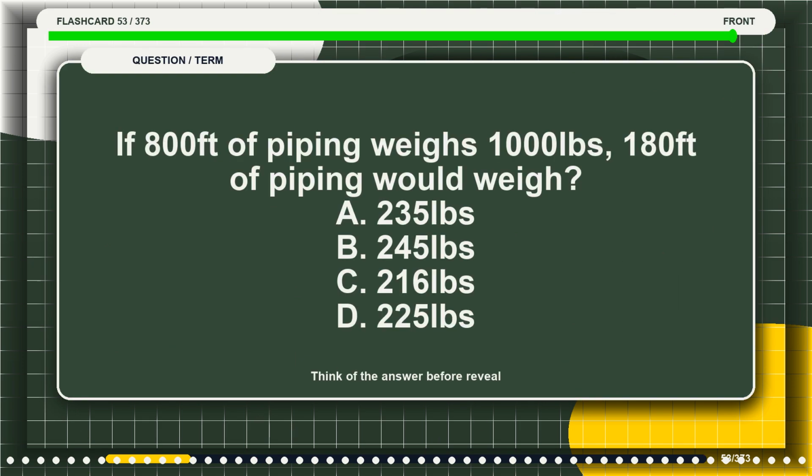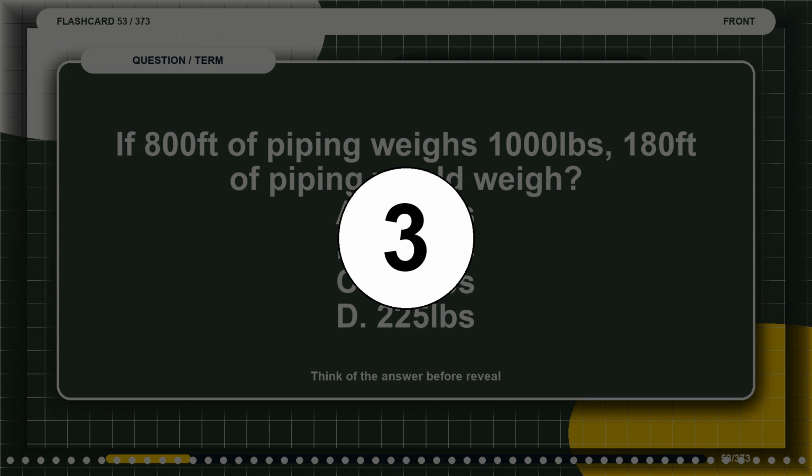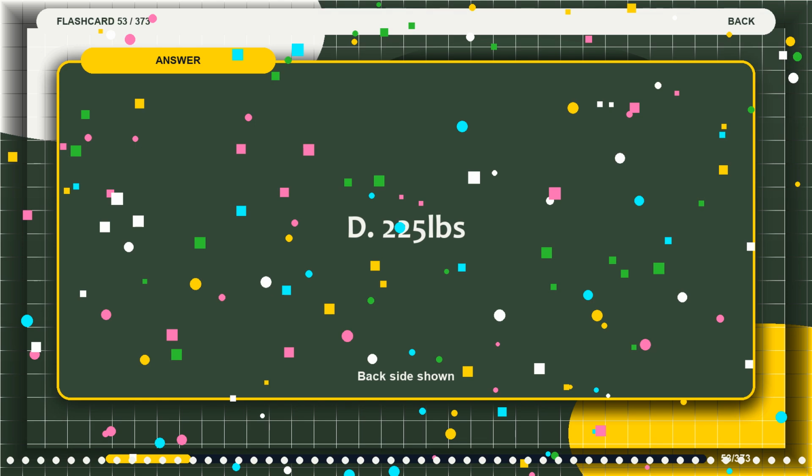Flashcard 53. If 800 ft of piping weighs 1,000 pounds, 180 ft of piping would weigh: A. 235 pounds. B. 245 pounds. C. 216 pounds. D. 225 pounds. Think of the answer before the reveal. The answer is D. 225 pounds.